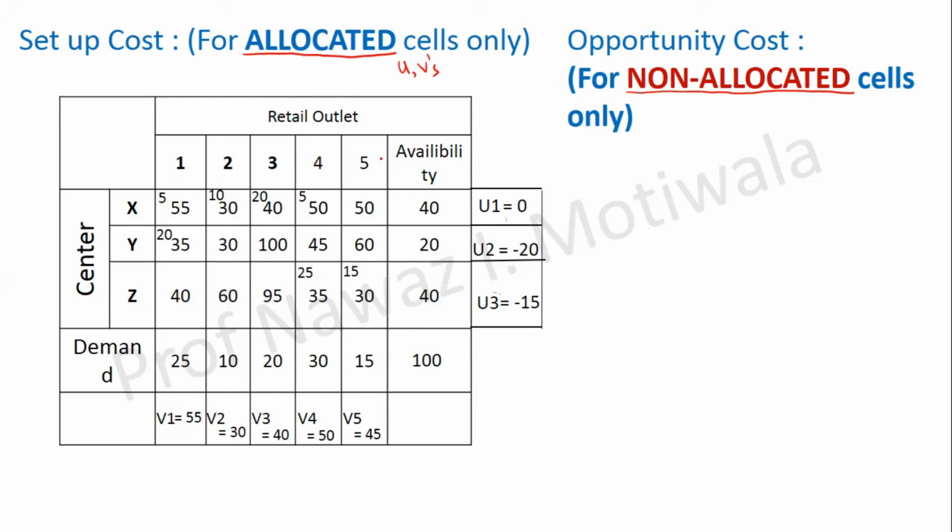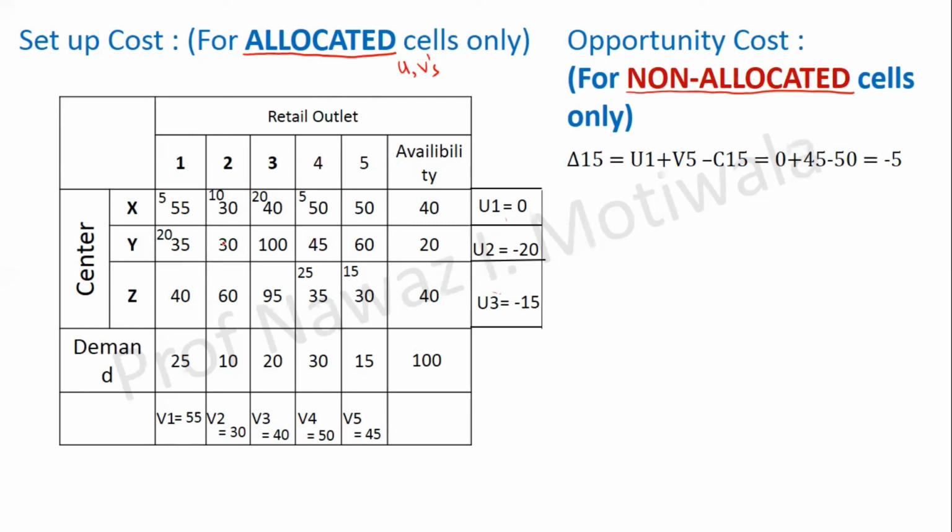So how to find out opportunity cost? Opportunity cost is the addition of U1 plus V5. See this. This is a non-allocated cell and the corresponding U's and V's are U1 and V5. So U1 plus V5 minus the cost at this particular place should be calculated as the opportunity cost. So it gives you 0 plus 45 minus 50, and the answer is minus 5.